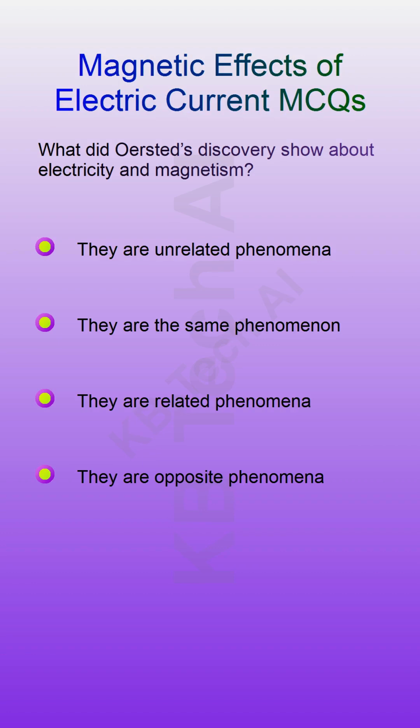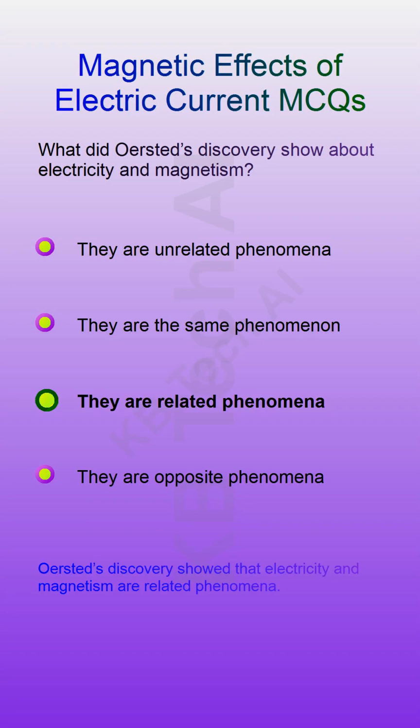What did Oersted's discovery show about electricity and magnetism? Option 1, they are unrelated phenomena, option 2, they are the same phenomenon, option 3, they are related phenomena, option 4, they are opposite phenomena. The answer is, option 3, they are related phenomena.